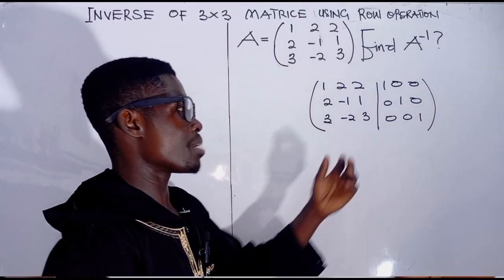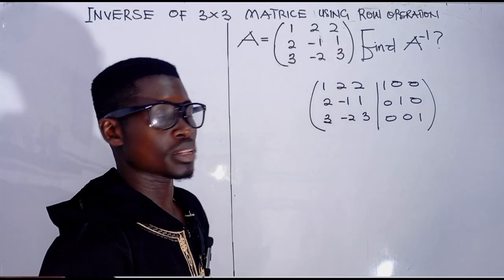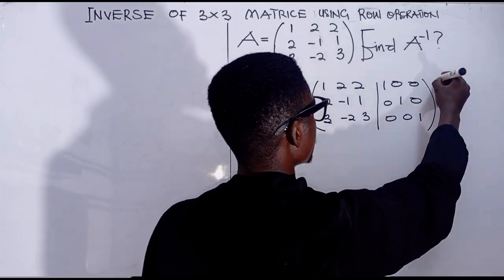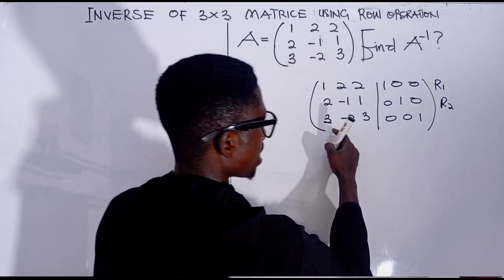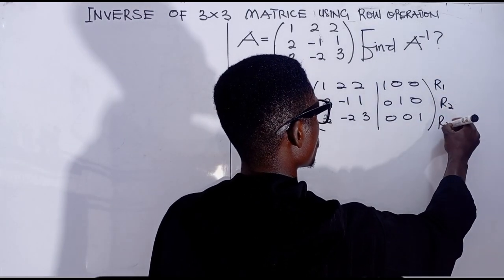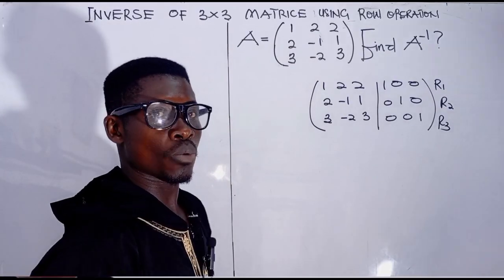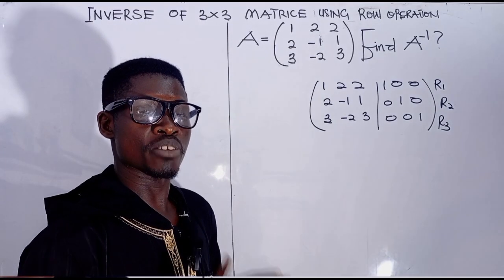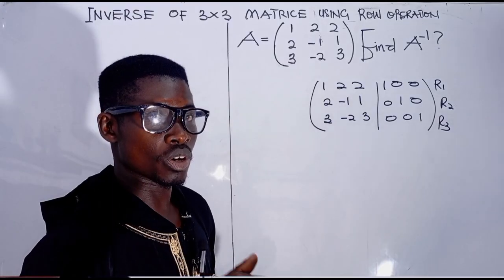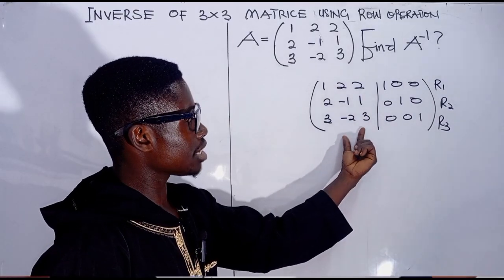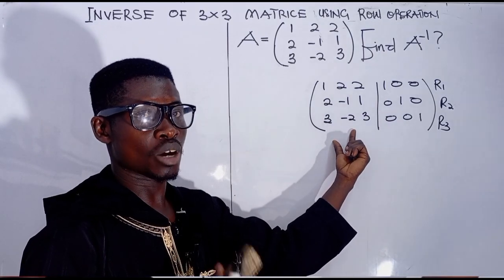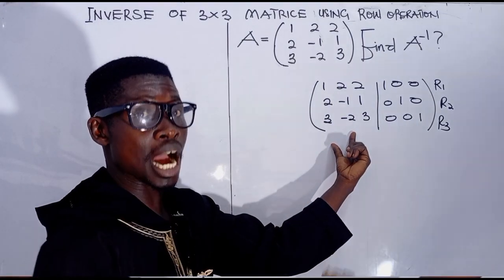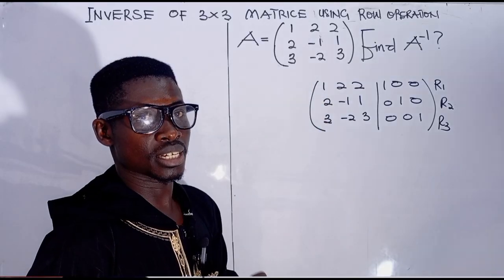Now that we have the augmented matrix for this matrix A, let's call this row 1, this row 2, and this row 3. Once we have this, we are going to perform operations on the rows until the left hand side of the augmented matrix becomes a unit matrix. What is left on the right hand side becomes the inverse of this matrix.